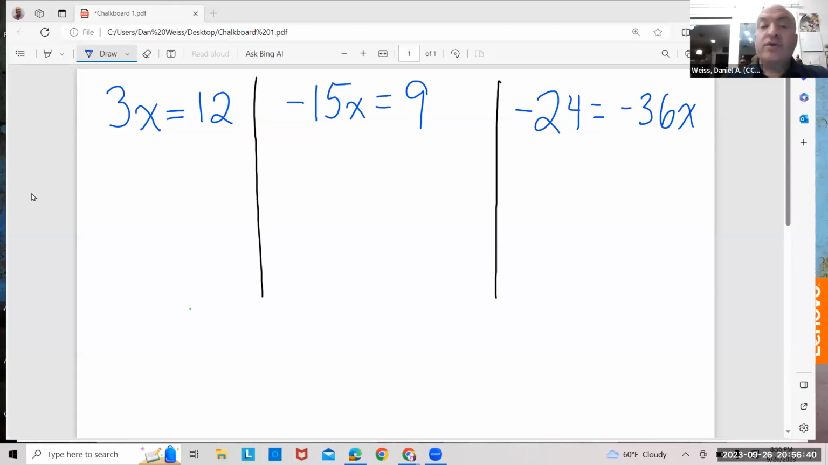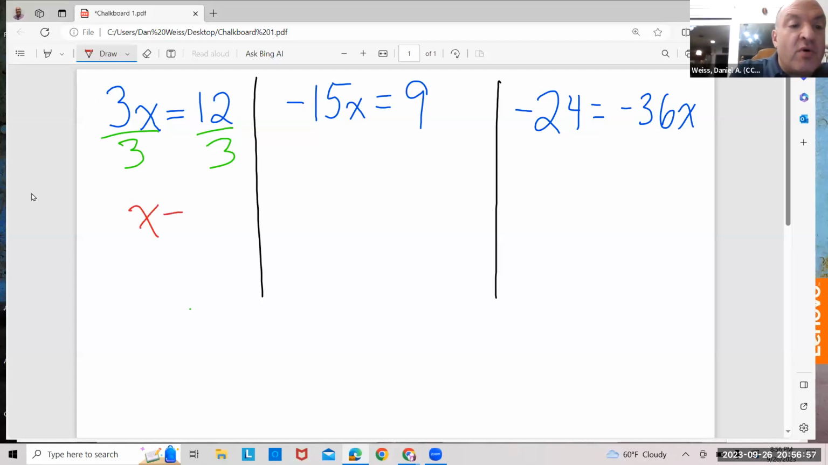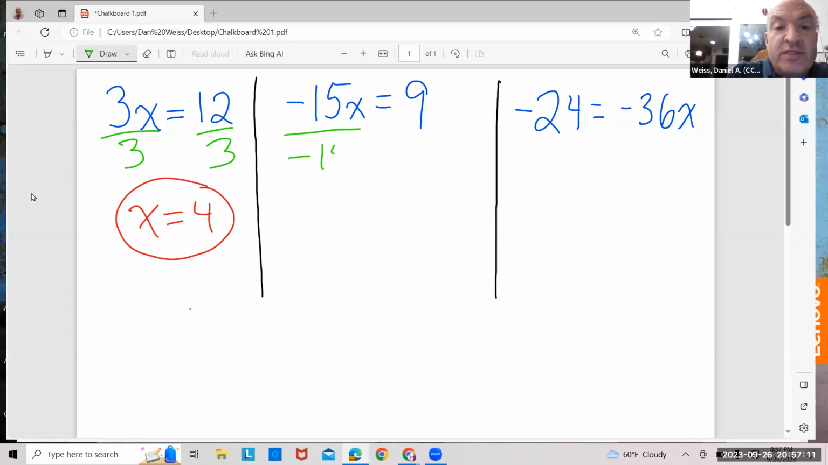All right, check it out. So you remember, if you have 3x equals 12, what do you do? You divide both sides by 3, right? And you get x equals 4, right? Okay, so now what if you have negative 15x equals 9? What do you do? You divide by negative 15. You always divide by the number next to the letter, right?